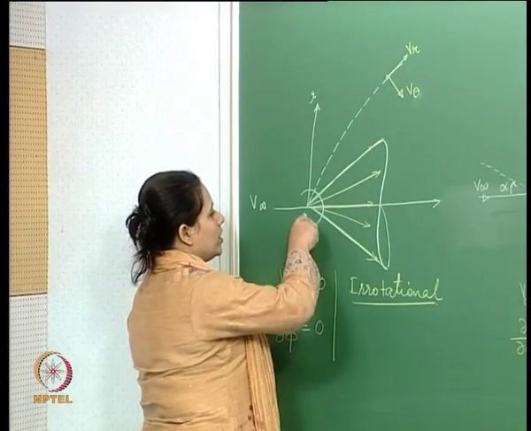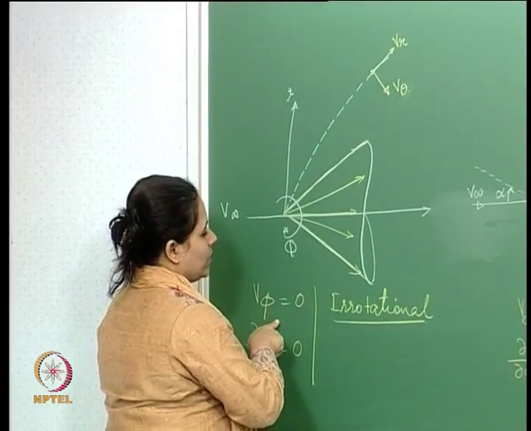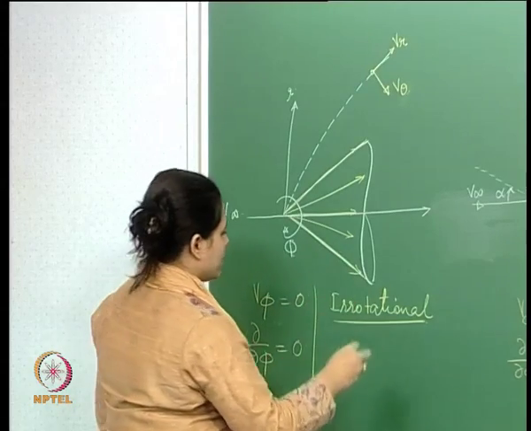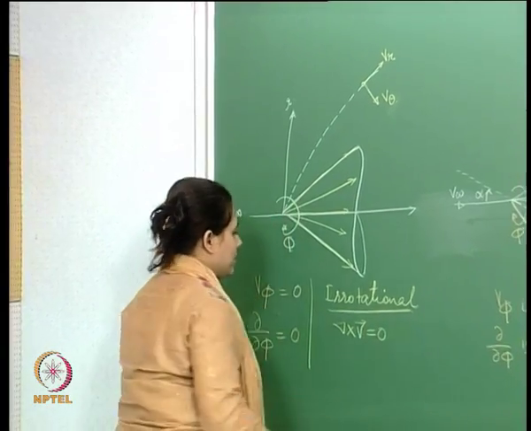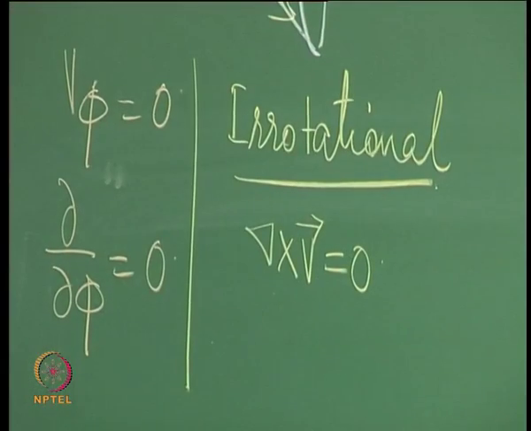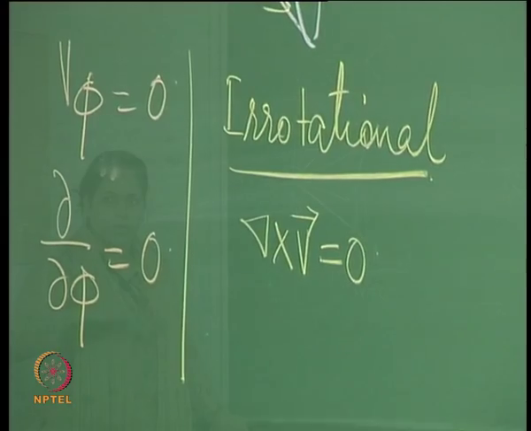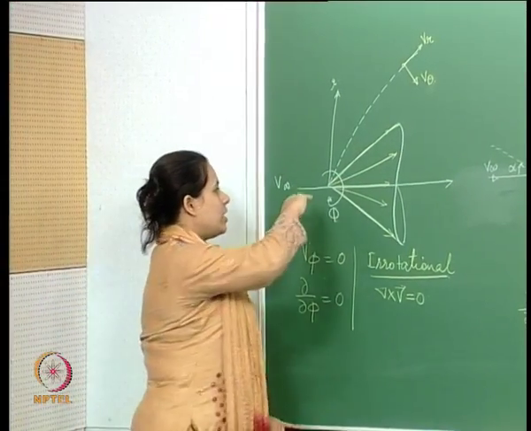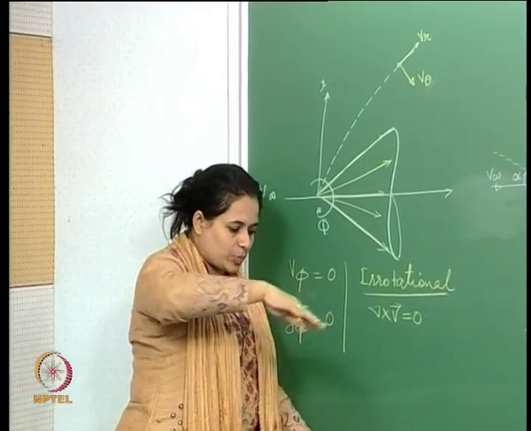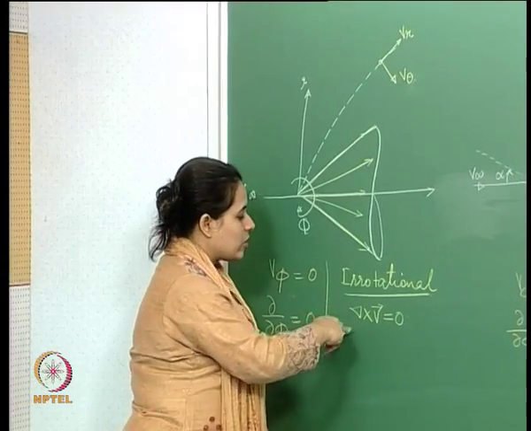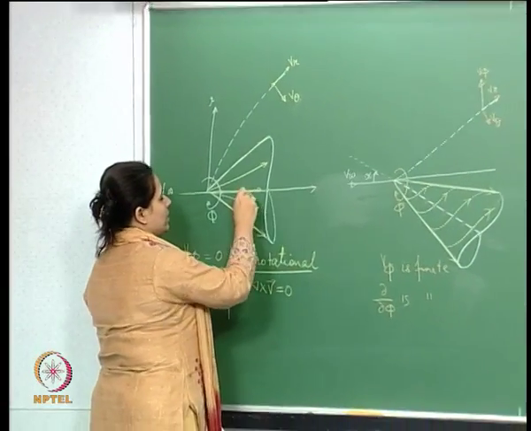So, if you look here, since in this case V phi is 0, del cross V in this case is 0. Essentially, what we are looking at is the velocity in a plane which is perpendicular to the xy plane, which is the cone surface in this particular case. In this plane, del cross V is 0. So, this is irrotational in this particular case.